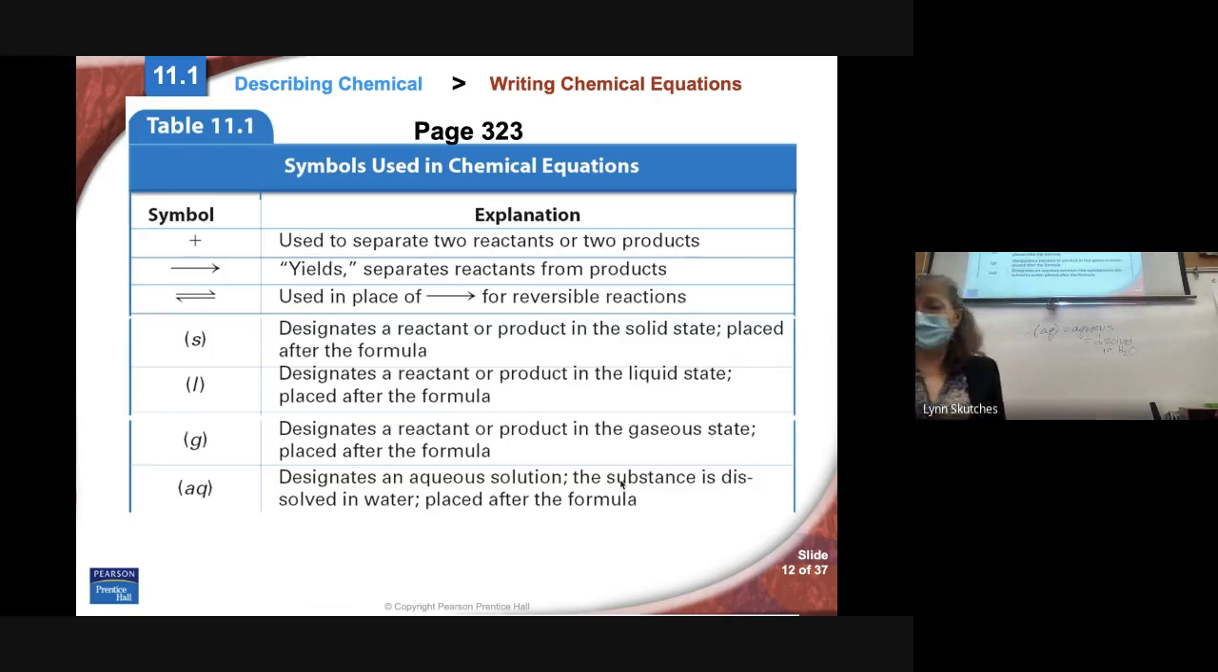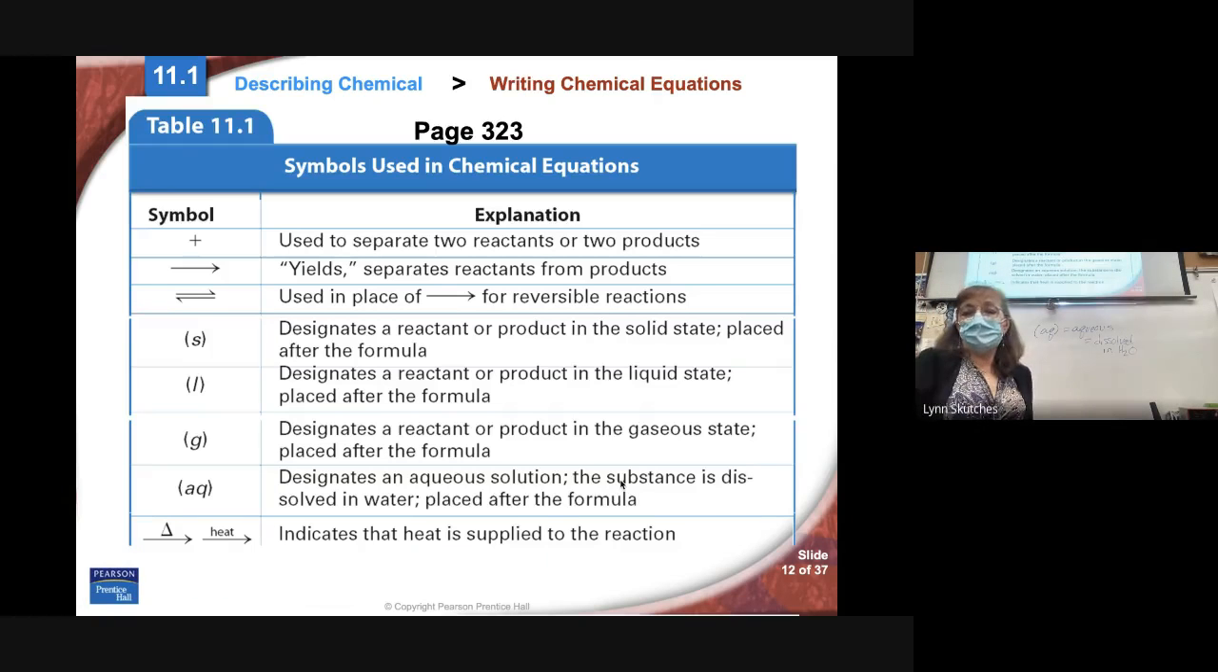Okay. You're mostly water, right? Everybody knows that. Okay. And then another little thing that we sometimes put over the arrows is we indicate that heat has to be added. So the delta symbol is for change, but it also is incorporated. There's something called delta H for enthalpy. It's how much energy is taken in or given off during a reaction. And so that's used here.